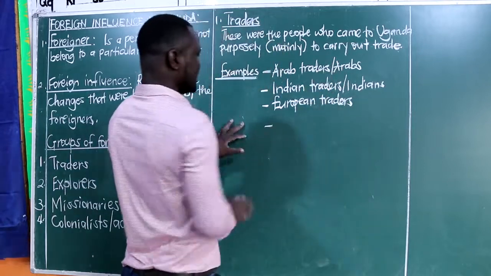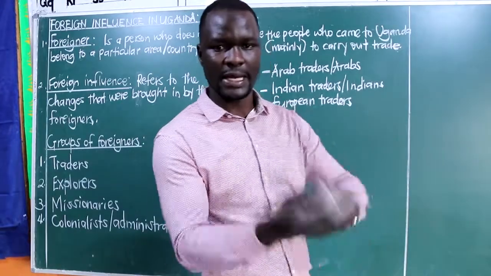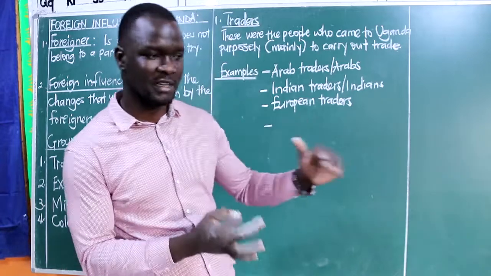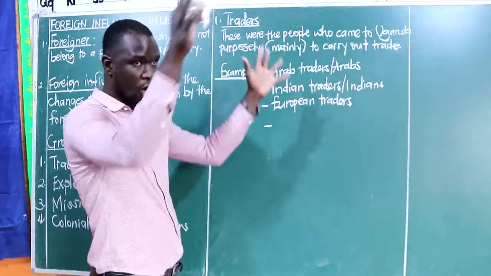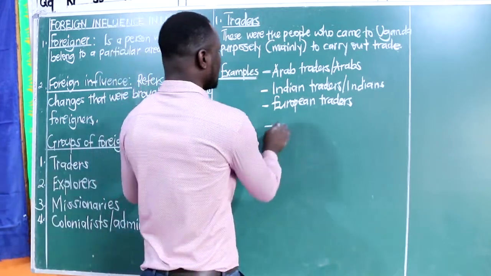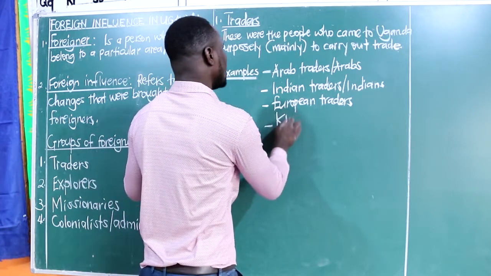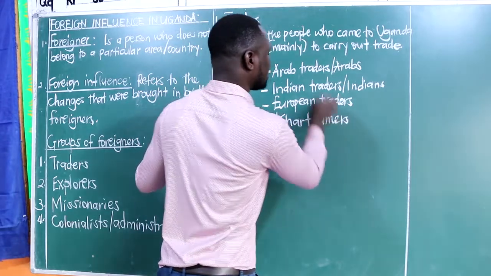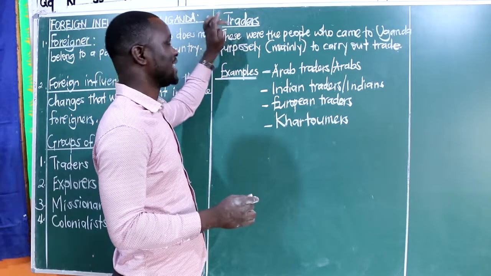And then lastly was a group of people that came from Sudan. By then it was called Sudan as a country. South Sudan was not yet separate as a country that we look at today. So it was the whole country called Sudan. And in that country, we had people who came from Khartoum. So we call them Khartoumers. So these are the other subgroups of traders.